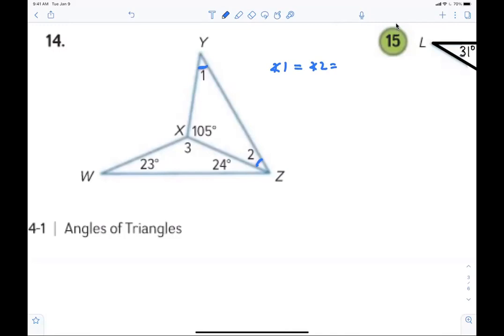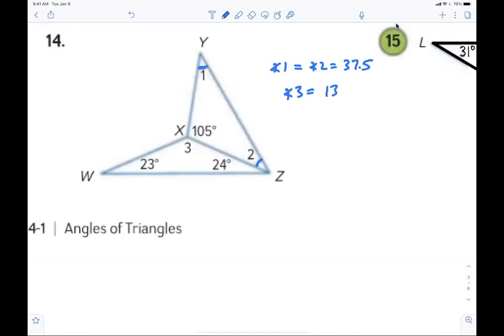What do angle 1 and angle 2 equal? 37.5. You're right, angle 1 plus angle 2 is equal to 75. But angle 1 is equal to angle 2. You agree with that? All right. So now we just need to figure out what angle 3 is. What's angle 3? How much?